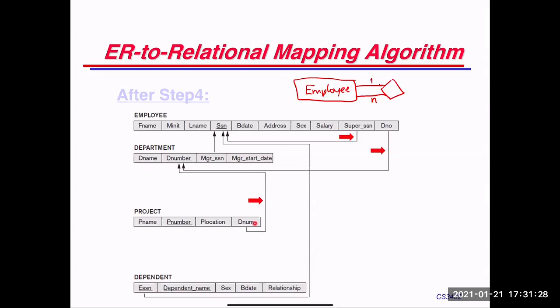And similarly for this relationship here, we added a foreign key dnum to project. This is for the controls relationship between department and project. Each department may control some number of projects, so project is on the N side of that relationship. Therefore we add this field to project, and this will point to the primary key of department. Any questions about this?